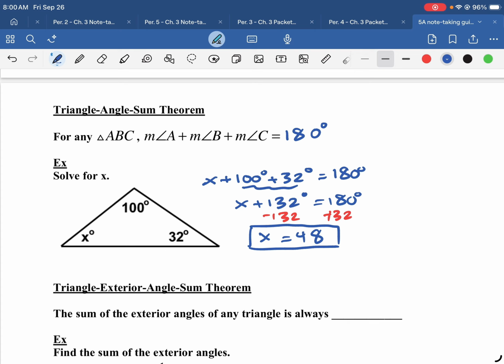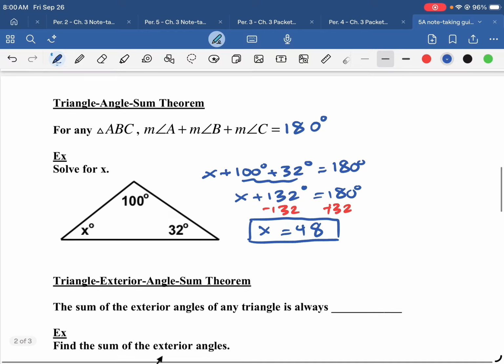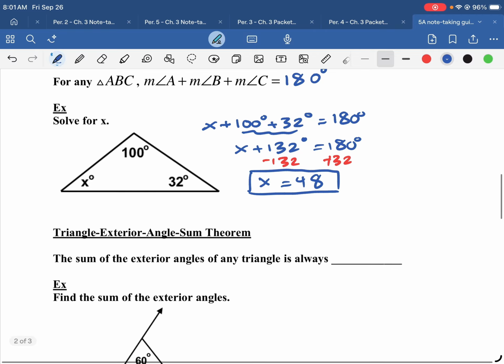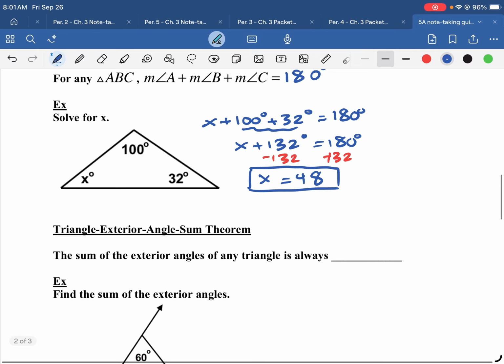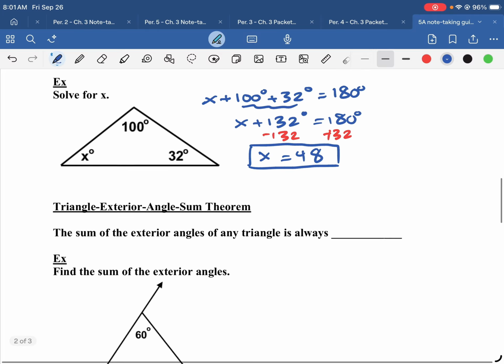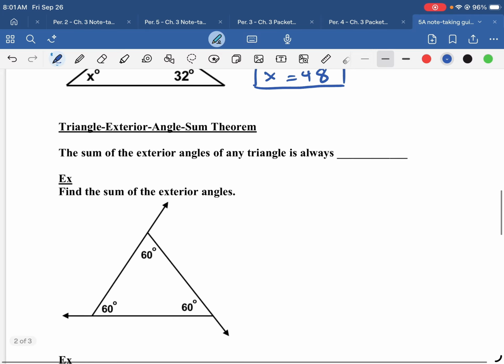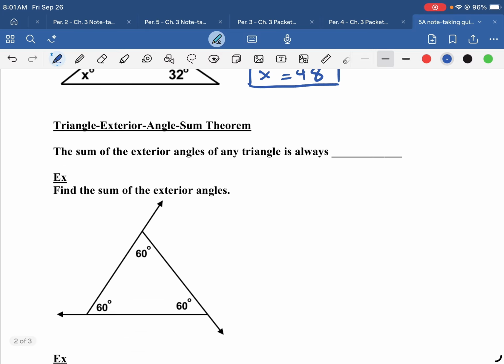Okay, all right. So that's for interior angles, when we're talking about the three angles adding up to 180. But we also have a triangle exterior sum theorem. So before I show you, we got to talk about what an exterior angle is.